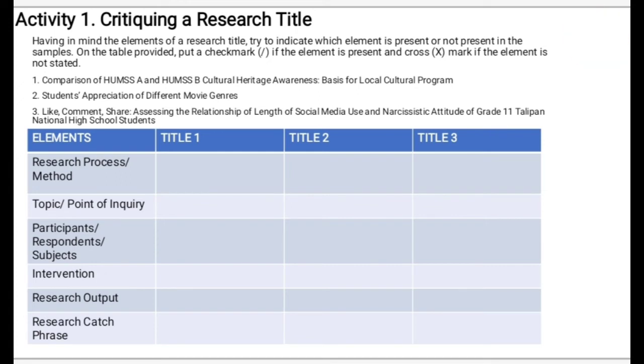Okay, so you are going to write in this table the research process or the method in title 1. The research method in title 2, and same as research process in title 3. Then the topic, write the topic here. Then the participants, the interventions, the research output, and the research catchphrase. Okay? So apply your knowledge in accomplishing this, your knowledge and understanding in accomplishing this activity number 1.